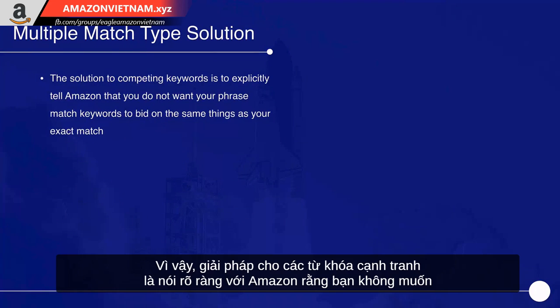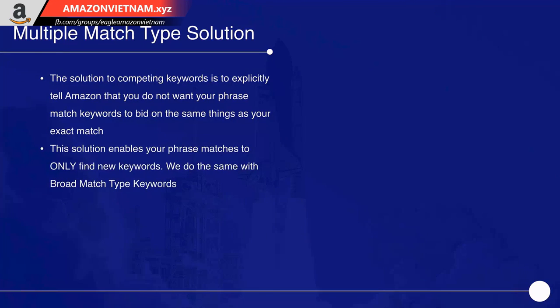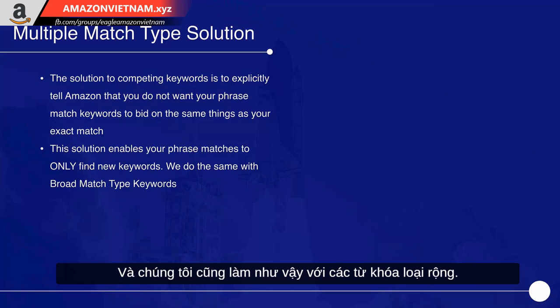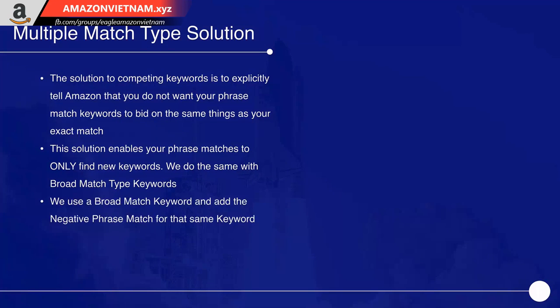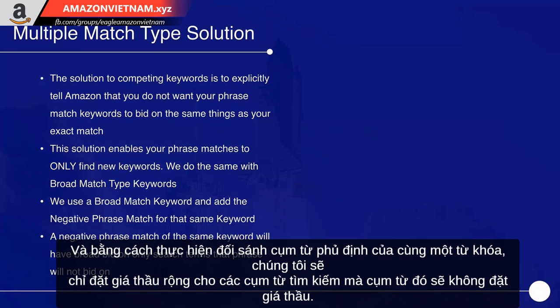So the solution to competing keywords is to explicitly tell Amazon that you do not want your phrase match keywords to bid on the same things as your exact match keywords. This solution enables your phrase matches to only find new keywords, and we do the same with broad type keywords too. We use broad match keywords and add the negative phrase match for the same keyword. And by doing this, a negative phrase match of the same keyword will have broad bid on only search terms that phrase will not bid on.